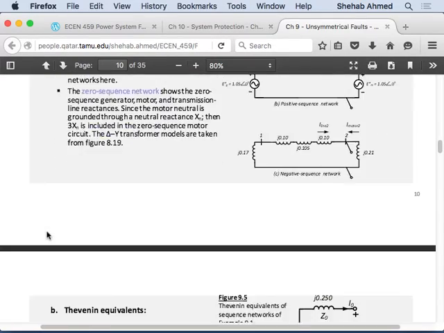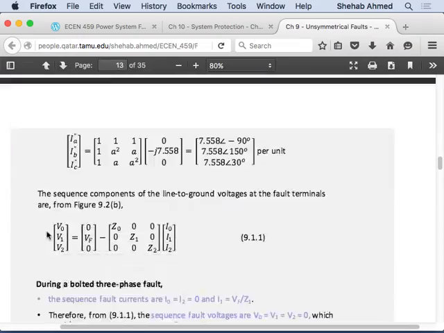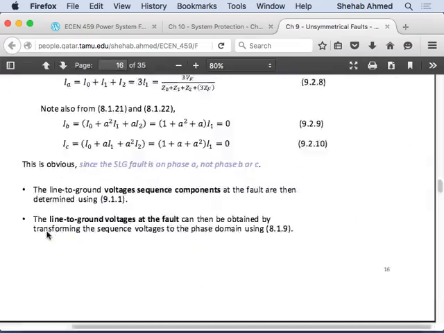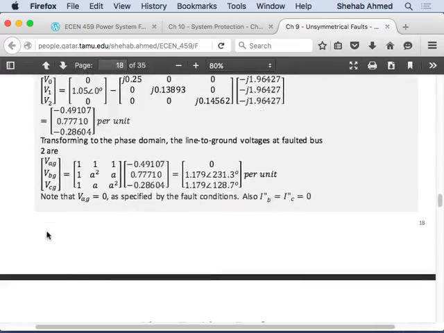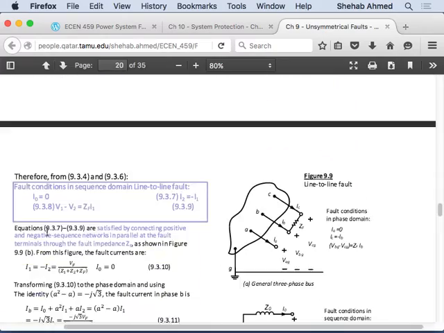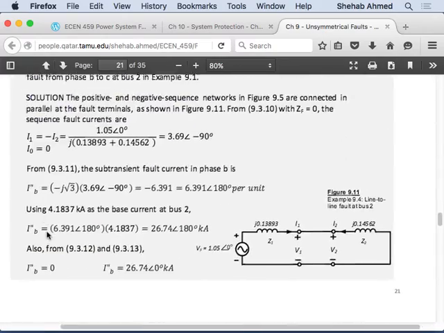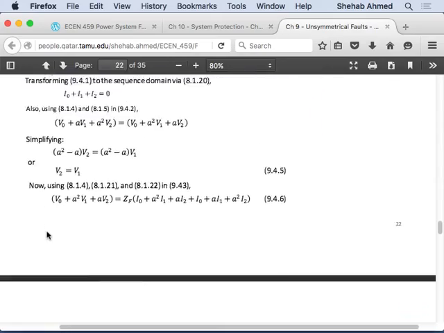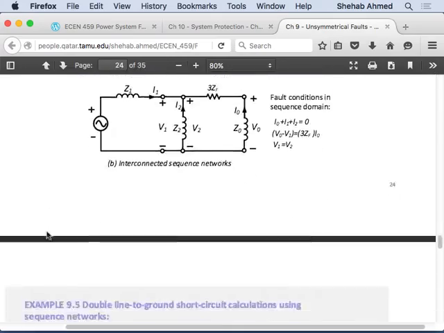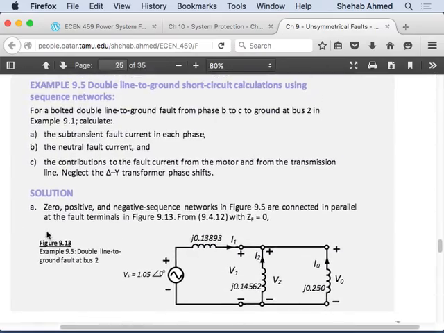So thankfully we can review our current divider rule by looking at the solution. No, these are different examples, right? So in the solution, we did the double line to ground fault, and then after the double line to ground fault, there was this example. This is where we are, right? So our example is the most difficult one, this part.